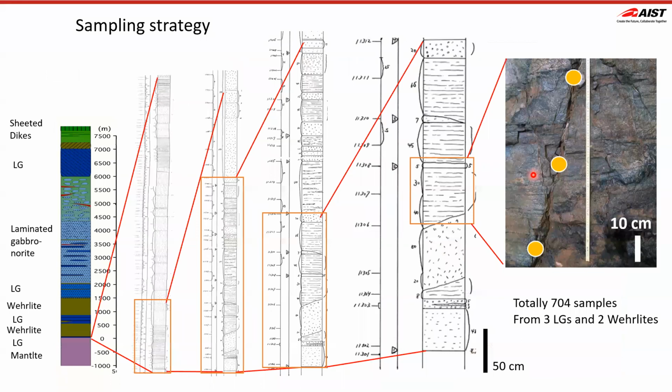So we took 704 samples from here to here. The analysis is time consuming and still ongoing. So today's talk is preliminary results from only this thin lowermost portion of the layered gabbros. For example, we took 3 samples from this area. This boundary is here, and this boundary is here.